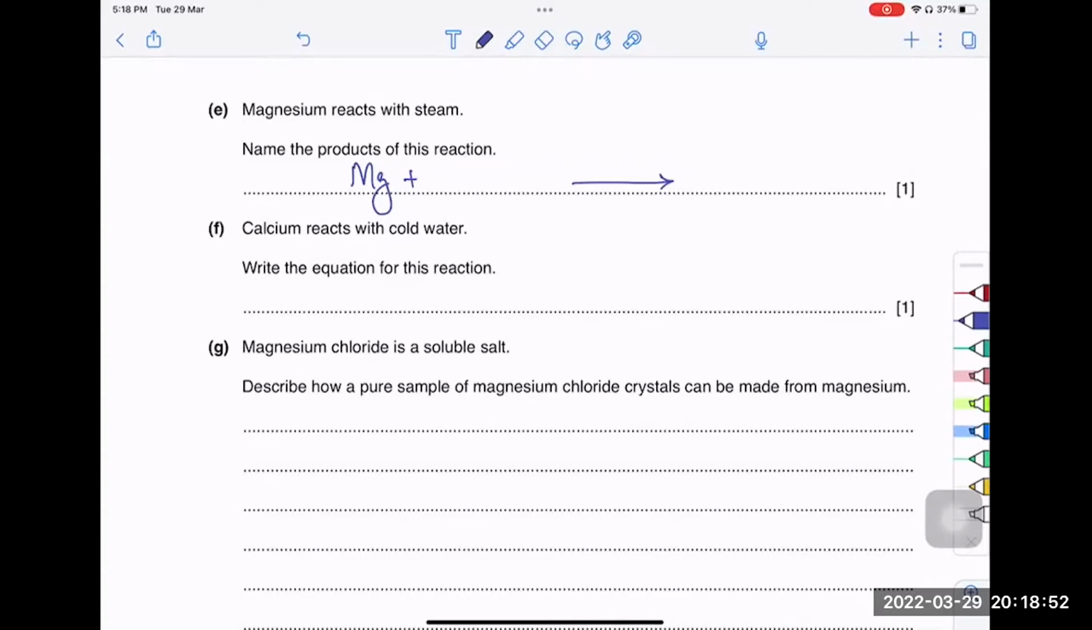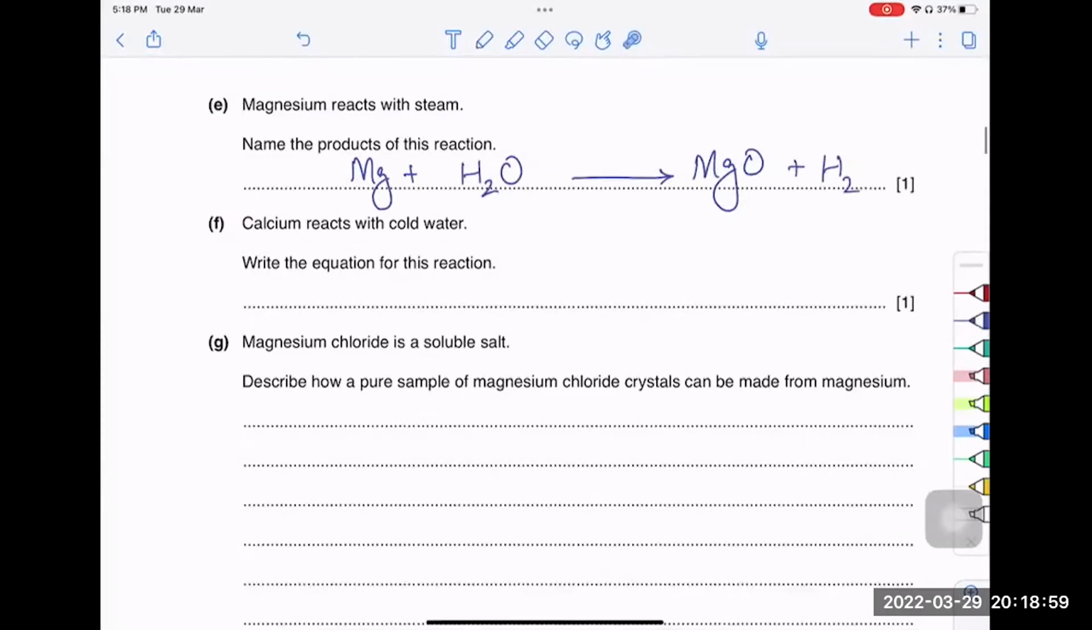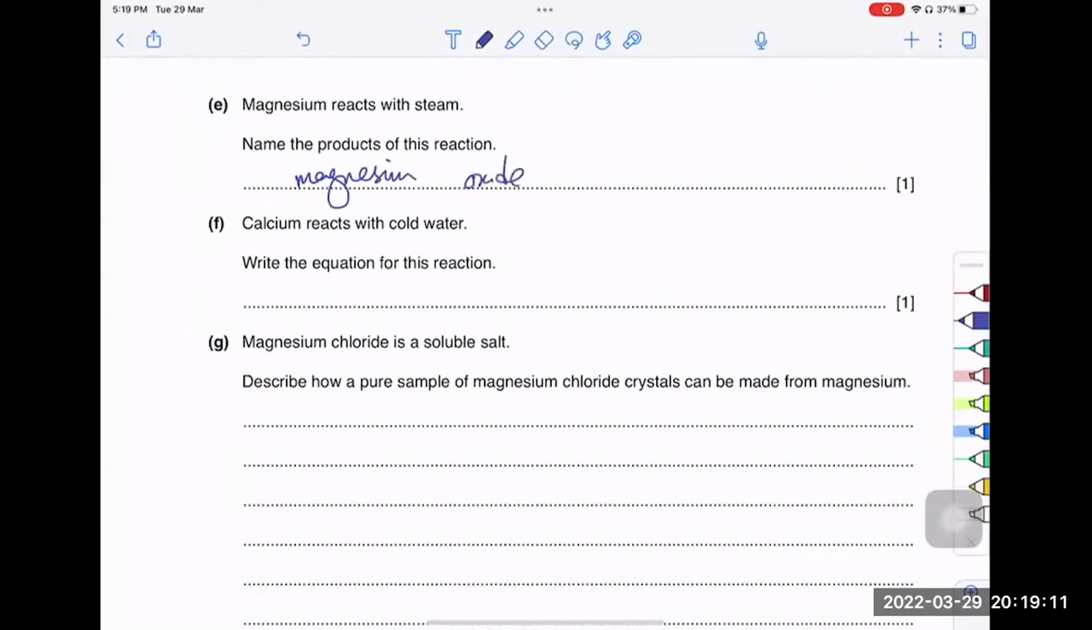So magnesium will react with steam, producing magnesium oxide and hydrogen gas. Of course, they did not ask us for the equation. They asked us for naming them. So we were writing all this just for our understanding. We'll delete it and we will write magnesium oxide and what? Hydrogen gas. Okay. All right. So tell me, if I take calcium and I react it with steam, what will I get? Name the products.